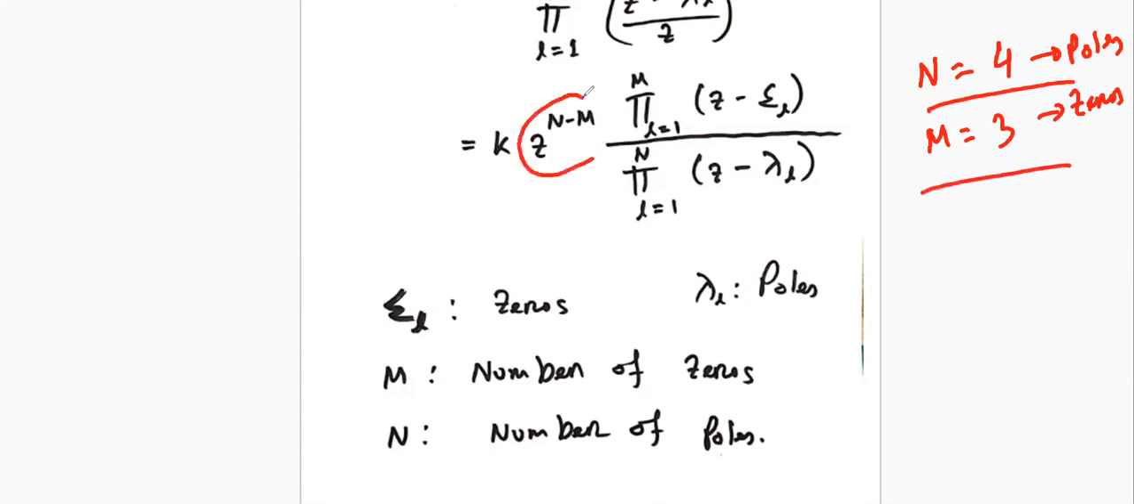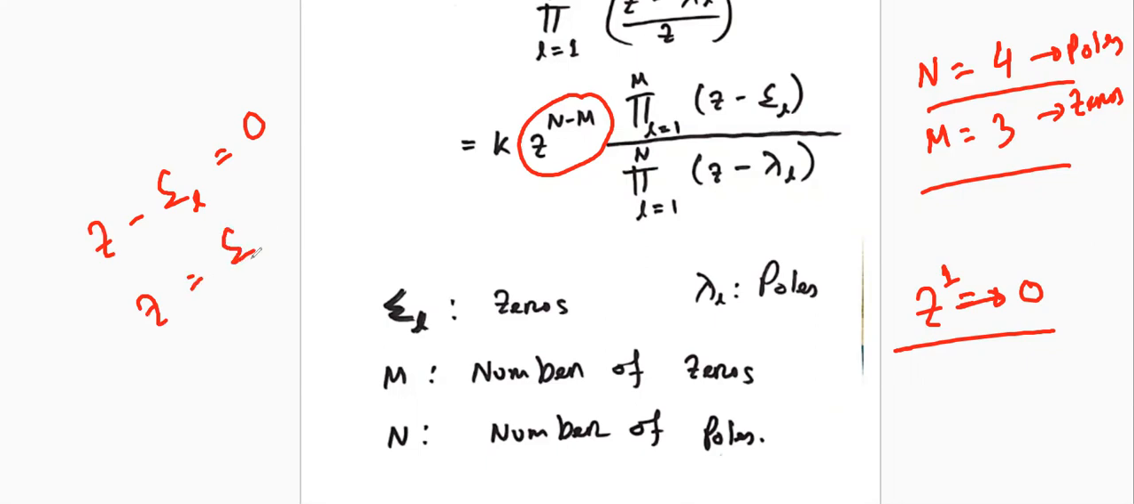Afterwards, whenever we consider this term, it will show Z to the power N minus M. What is that? That is Z to the power 1, so that is in the numerator. That shows that it also gives a zero. What is the location of the zero? The location of the zero is at 0, because as you know, we can find the zero location from Z minus epsilon L equals 0. From there, we can find the zero location.